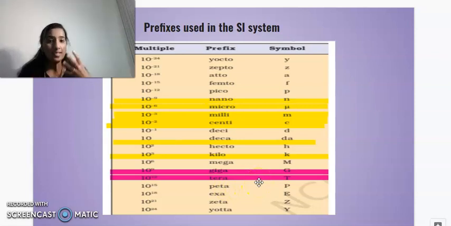You have to learn at least these symbols so that you can handle the numerical problems coming in this chapter. So you have to learn at least these symbols, multiples and prefixes.